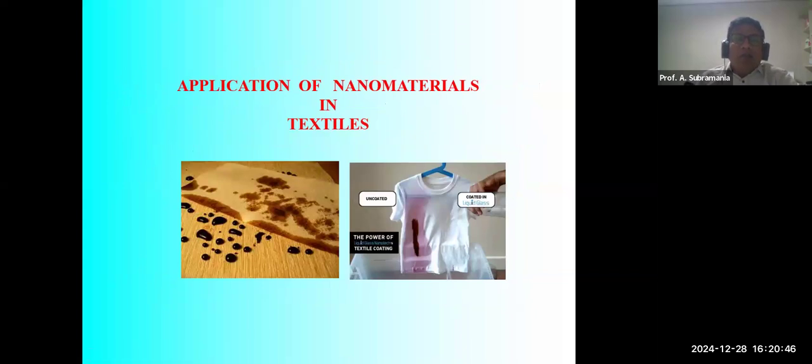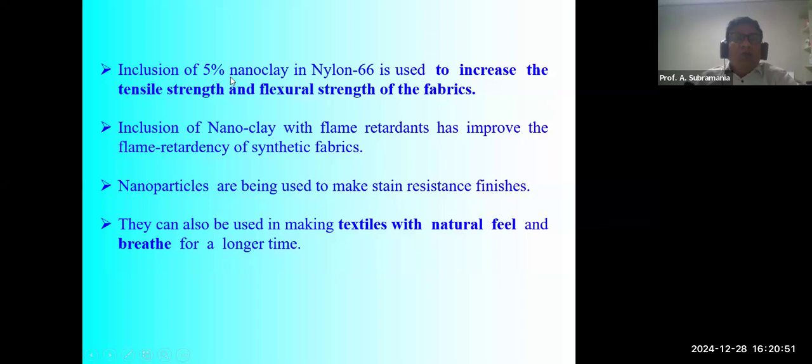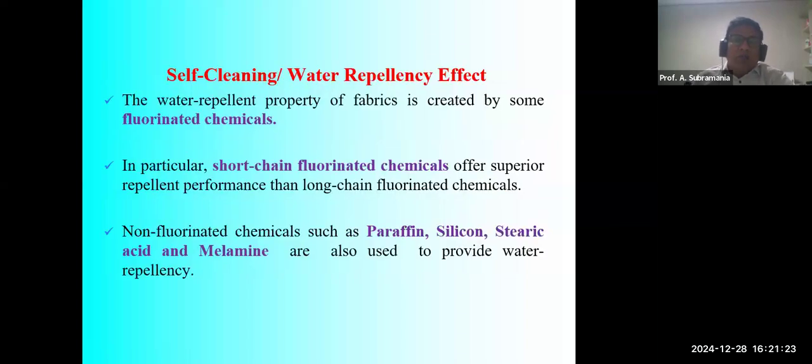Then let us see the applications of nanomaterials in textiles. So inclusion of 5% nano clay in nylon 66 is used to increase the tensile strength and flexural strength of the fabrics. Further inclusion of nano clay with flame retardants has improved the flame retardancy of the synthetic fabrics. Then nanoparticles are being used to make stain resistant finishes. They can also be used in making textiles with natural feel and breathability for a longer time.